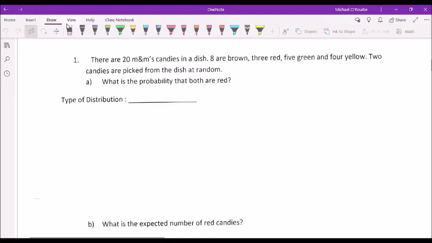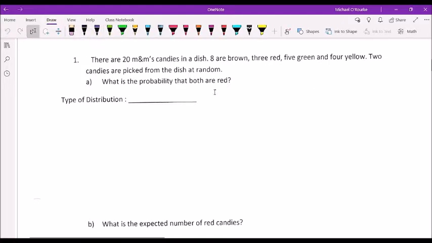So here's our 3 choices. We're going to have binomial, the binomial approximation, normal approximation, and we're going to have hypergeometric.